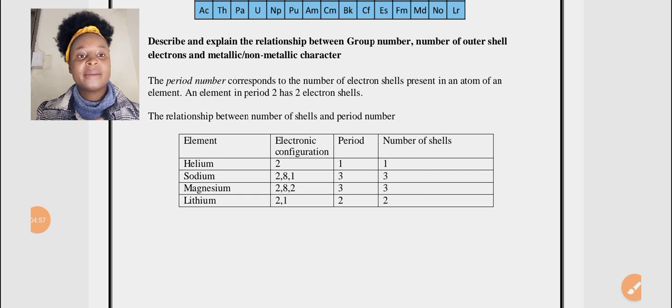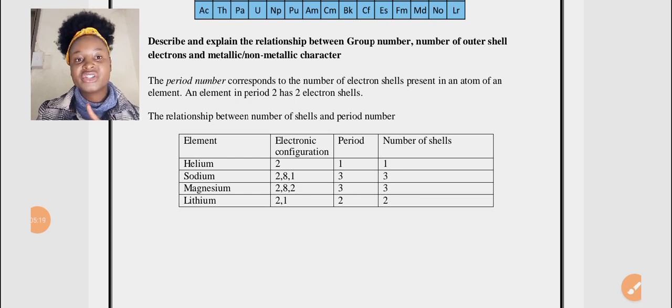That's why sodium has got what? 3 shells, right? And then we get it in period 3. Magnesium as well, it has got 3 shells because it has got 12 electrons, so 2, 8, 2 in the outer shell, and also it is in period 3. Lithium, it's in period 2 and it has got also 2 shells.